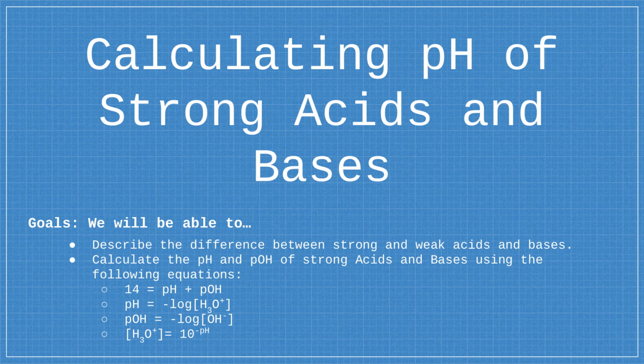In this lesson, you will be able to describe the difference between strong and weak acids and strong and weak bases, and calculate the pH and pOH of strong acids and strong bases using the following equations. 14 is equal to pH plus pOH. The pH is equal to the negative log of the hydronium concentration. The pOH is equal to the negative log of the hydroxide concentration, and then the concentration of hydronium ions is equal to 10 to the negative pH.